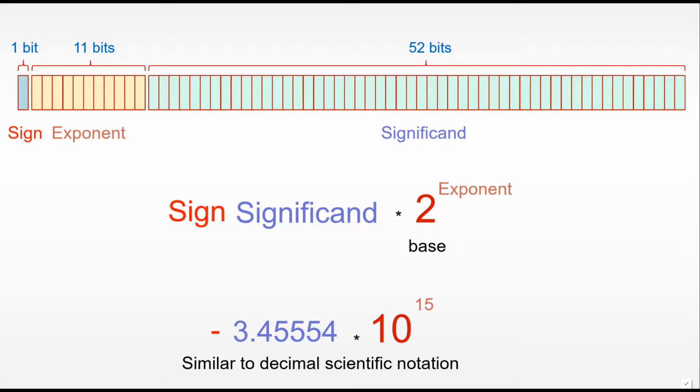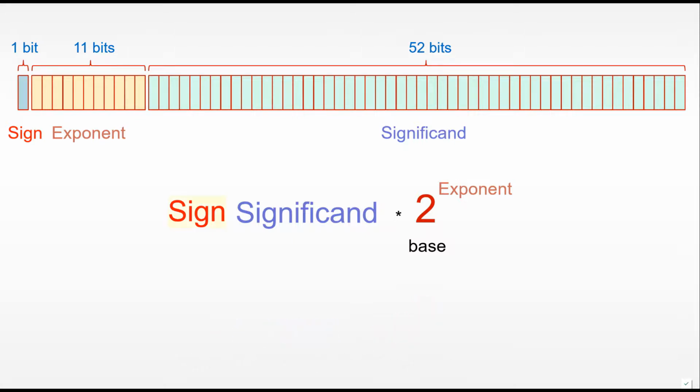So for example, if we have a number such as minus 3.455554 times 10 to the power of 15. This is scientific notation. We will be doing something very similar, but for binary data. Let us now look at the components in a bit more detail, starting off with the sign. So if we have 0 for the sign bit, it means that the number would be positive. And if we have 1 for the sign bit, it means that the number would be negative. Things are as simple as that.